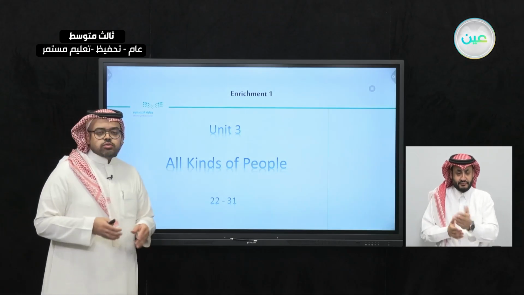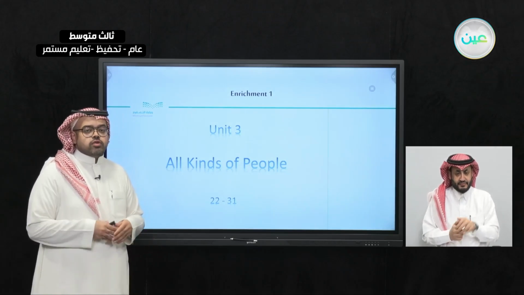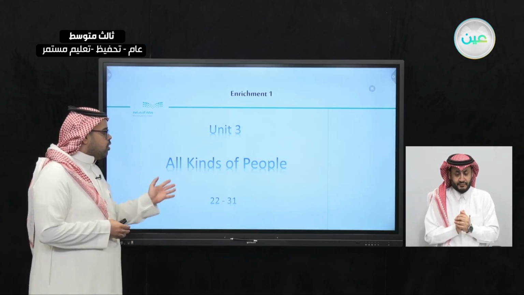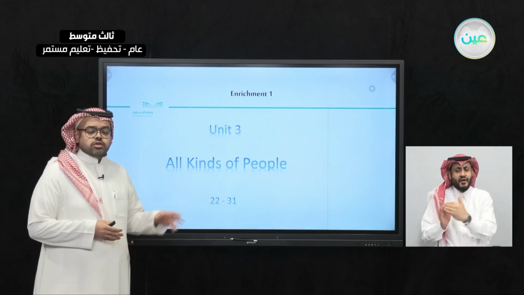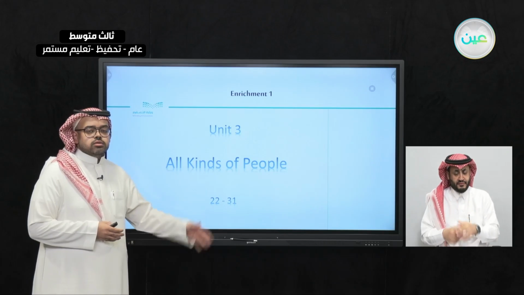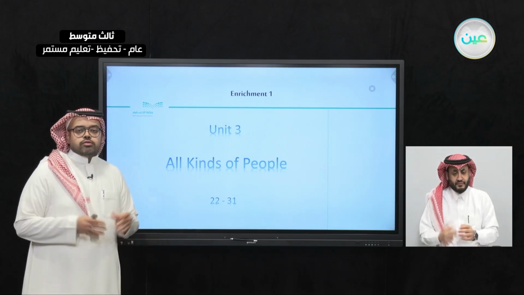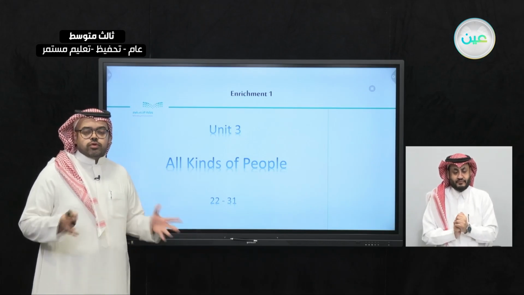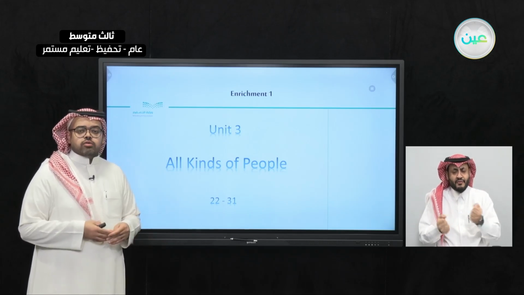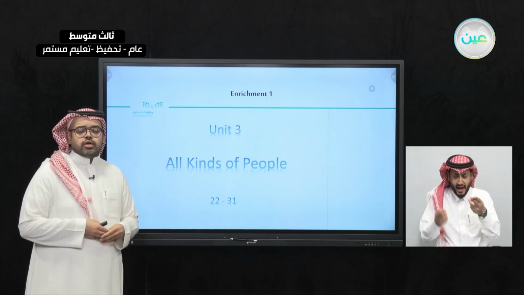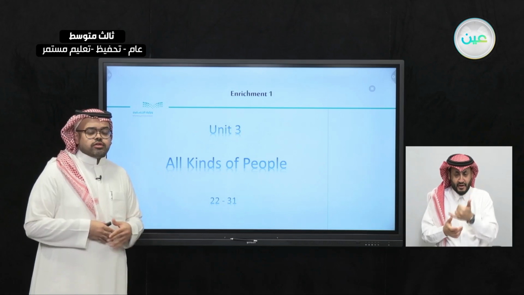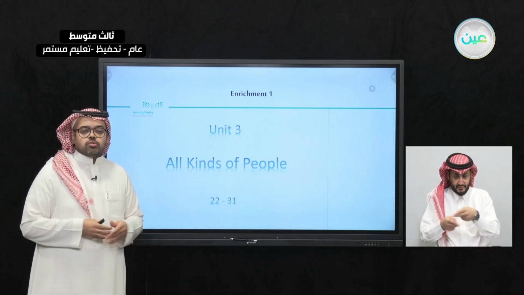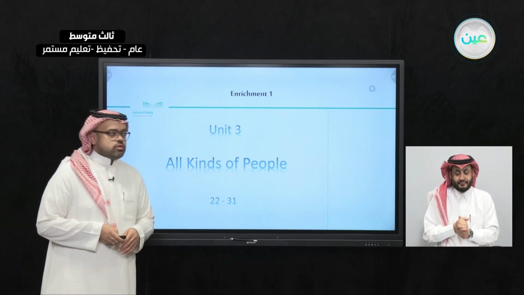So the unit that we are about to review for today is Unit 3, which is called All Kinds of People, starting from page 22 until page 31. In today's lesson, we're going to review this unit, and also we're going to highlight some of the important objectives of the different lessons we have learned in this unit.